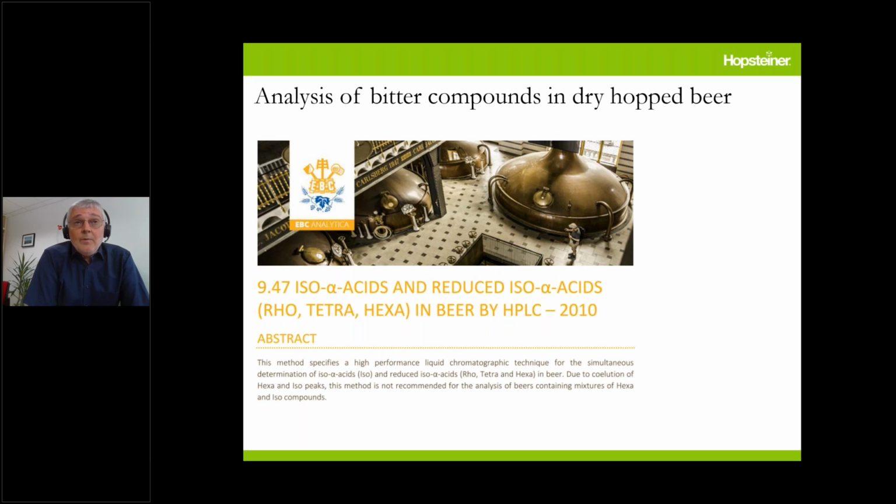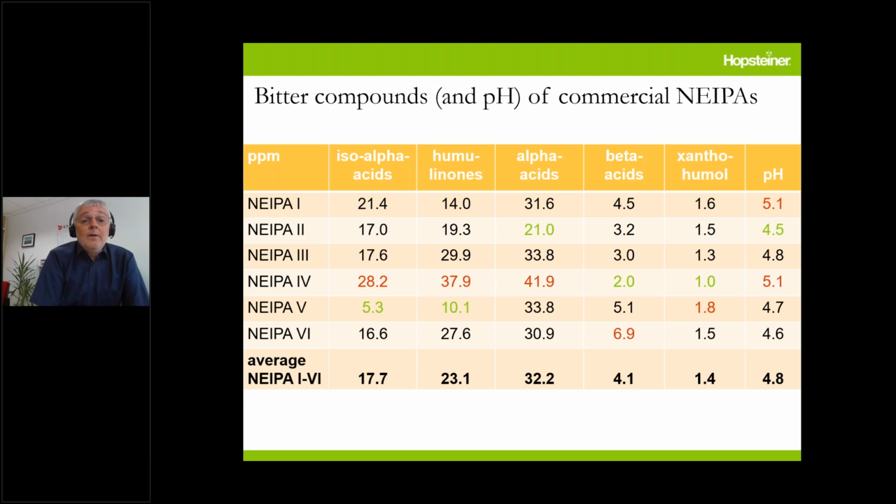In the meantime, EBC has organized an international collaborative trial. It was successful, and in due course there will be a new EBC method with the number 9.50, based on this 9.47 method, for the analysis of dry hop beers. And this is the method we used for our studies.